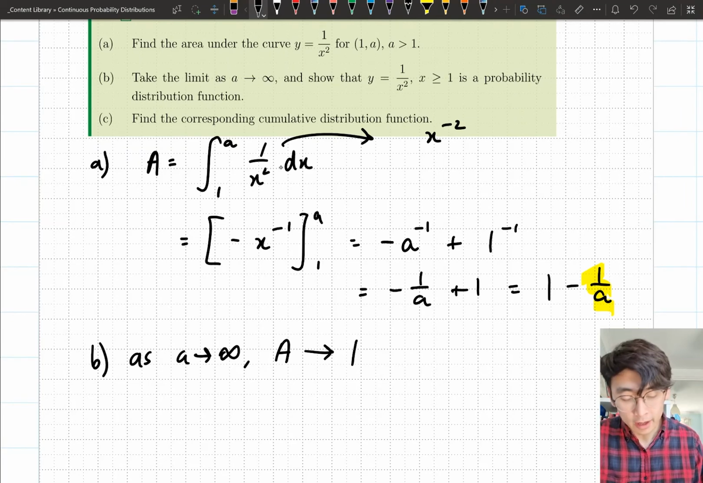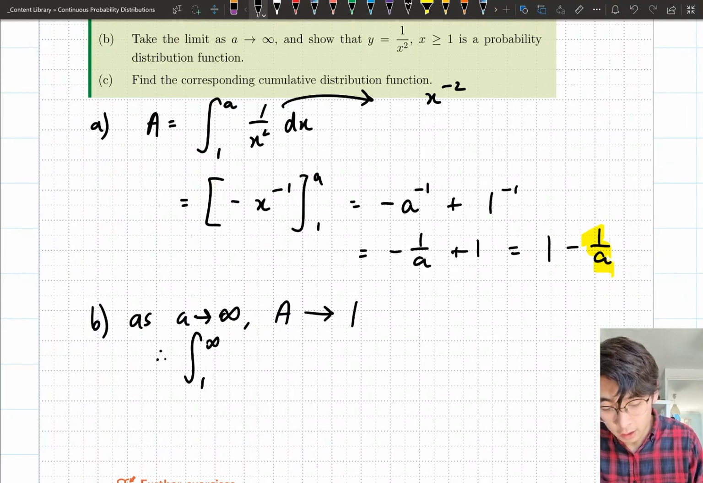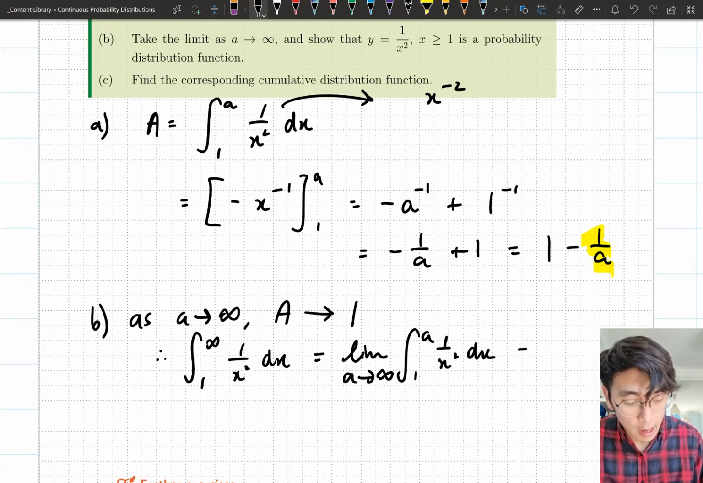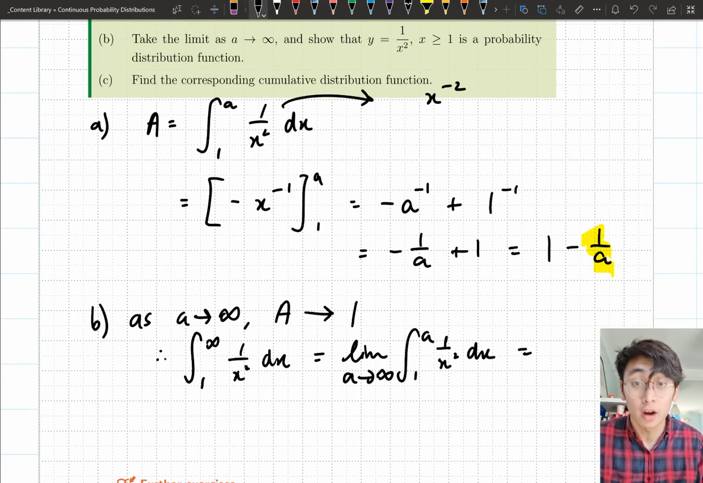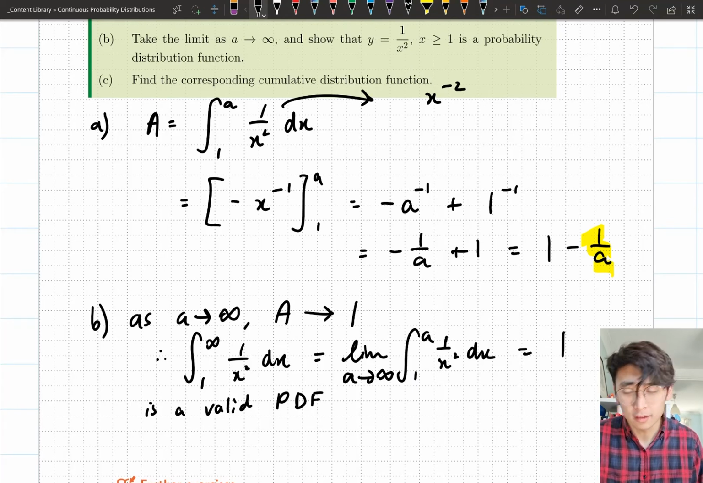Therefore, what I can say here is, if I take the integral from 1 to infinity of that particular function, 1 over x squared dx, that will just be the limit as a goes to infinity of the integral of 1 to a of 1 over x squared. And what we showed in the previous part was that this has an area of 1. So that means that y is equal to 1 over x squared is a valid probability distribution function. Okay, cool. That's the first part.